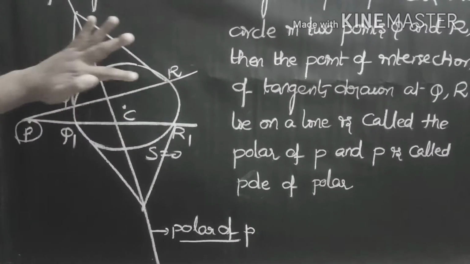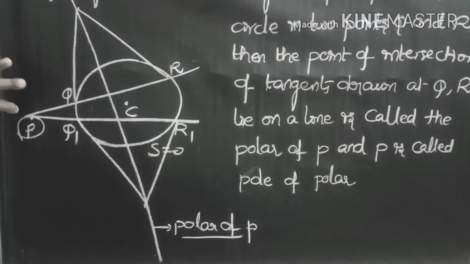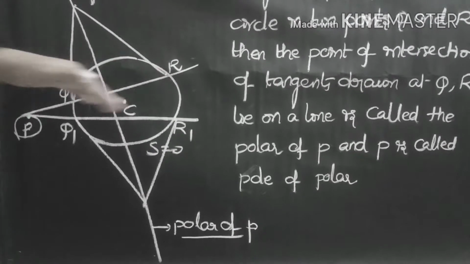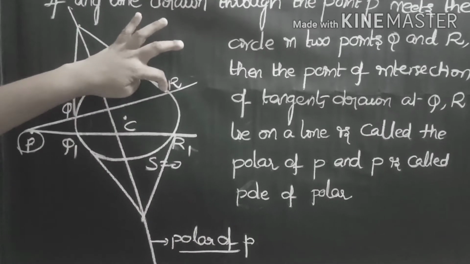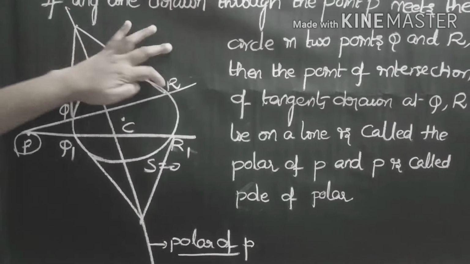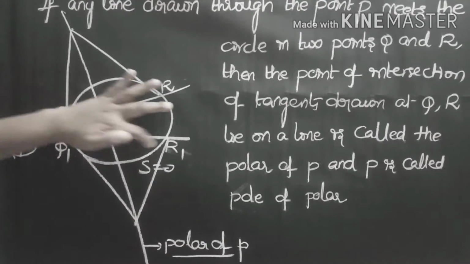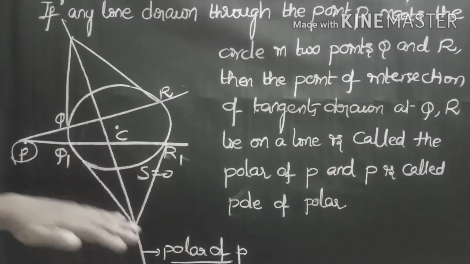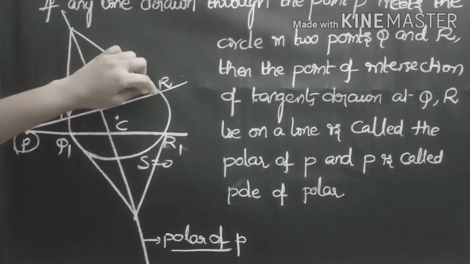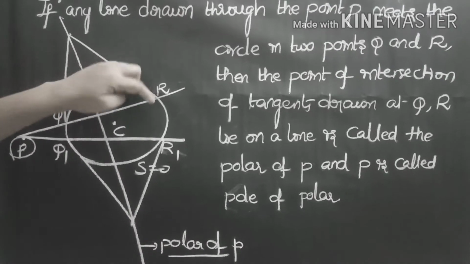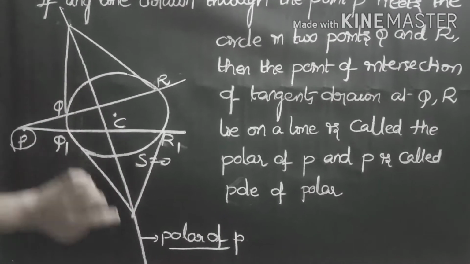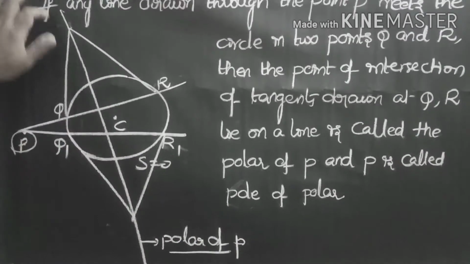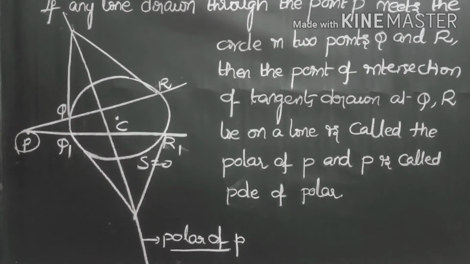First we are taking one circle here, and P is one external point. From the point P, we are drawing some chords to the circle. Now these chords cut the circle at the points Q, R, Q1, R1, Q2, R2, and so on. And now at these points of contact, we are drawing the tangents to the circle. Now the line on which the points of intersection lie is called the polar of the point P. Now this is the definition.